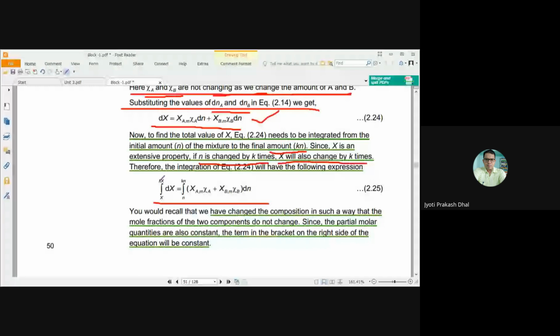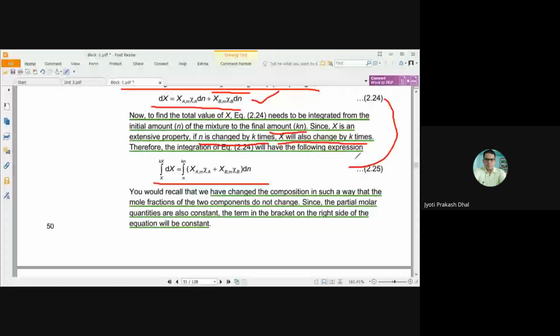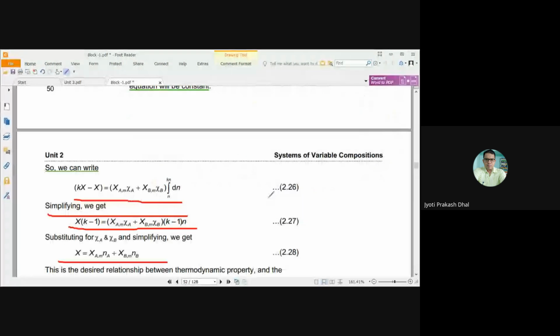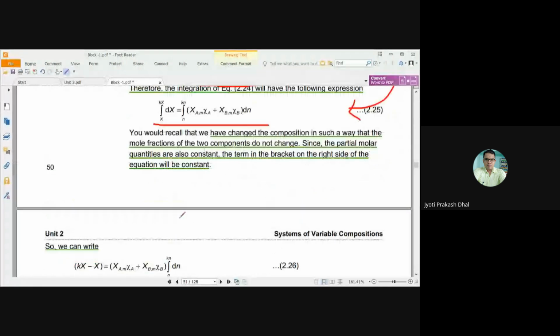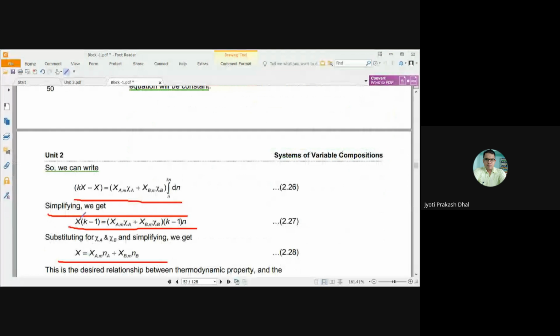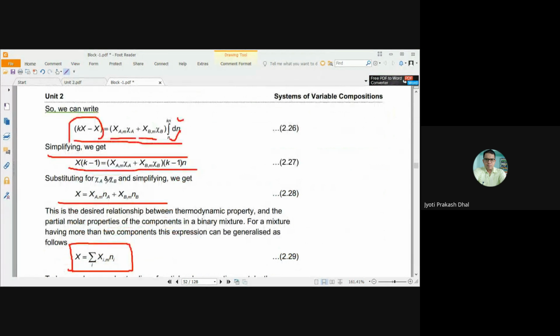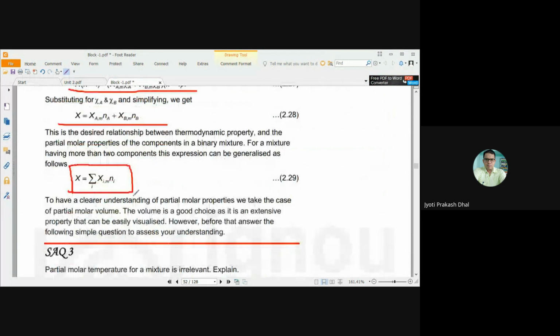So integrating equation 24 with proper limits, we can write kX minus X equals (XAm chi A plus XBm chi B) into the integration of dn from n to kn. And simplifying this expression, we can write X equals summation of XIm nI.